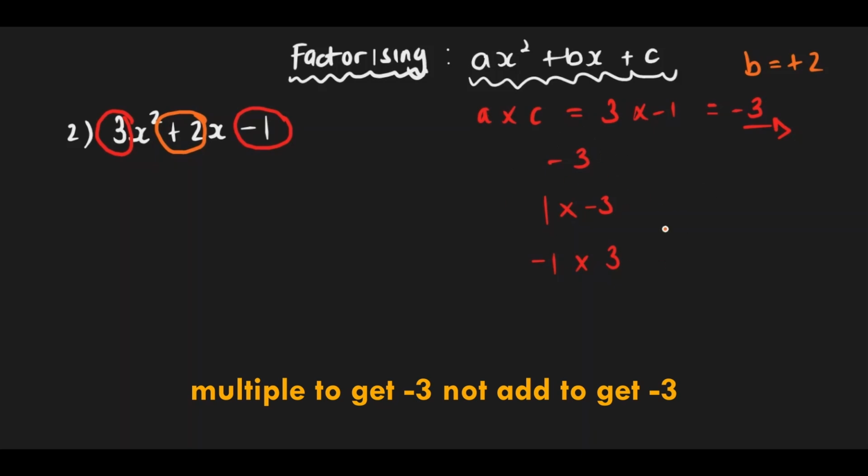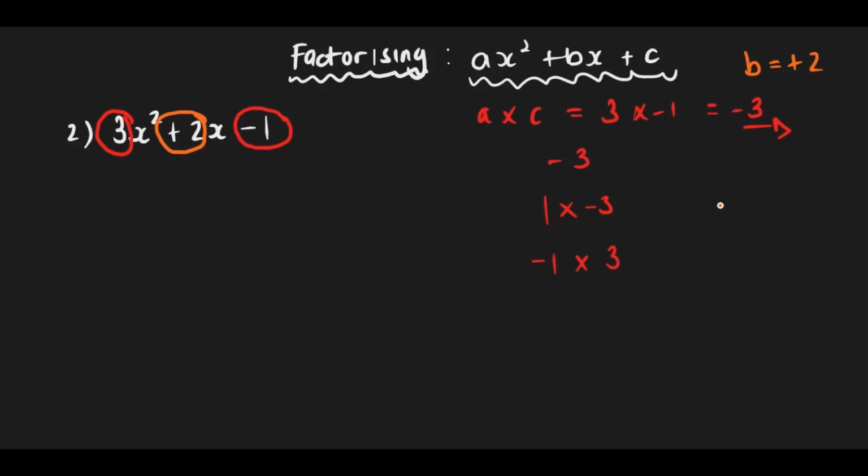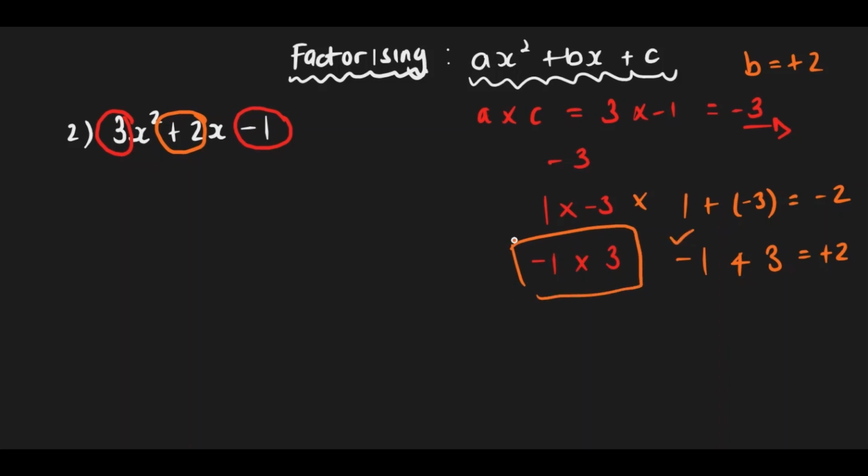Now we need to add them together to see which one gives us a positive 2. The first one is 1 plus negative 3, and what do we get? We get a negative 2. So this one does not work because we want a positive 2, not a negative 2. The second one is negative 1 plus 3, which gives us a positive 2. So this one works because when we multiply them together, we get negative 3, and when we add them together, we get positive 2.